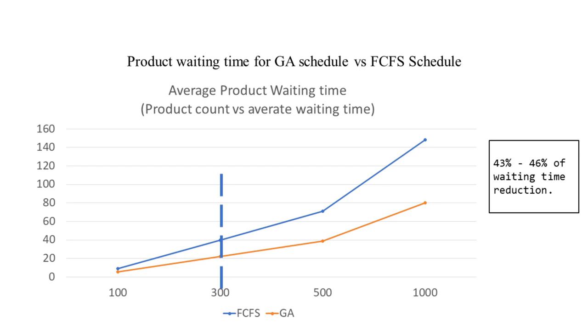And then, the next one is the average product waiting time. Normal scheduler will result in products that have high waiting time. For example, at 300 product count, each product needs to wait around 40 hours to be processed. This is almost 2 days. Unacceptable. But by using GA optimizer, the product only needs to wait around 22 hours, which is less than a day.